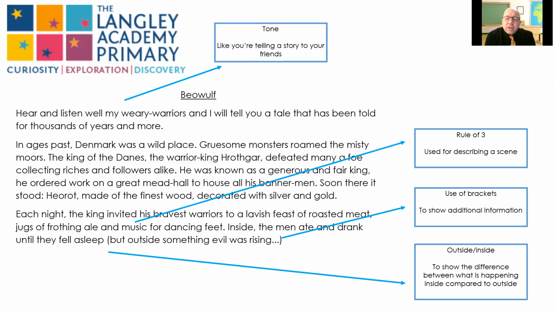And then we've got that jump from outside to inside. Our reader is now aware of what the situation is throughout the entire scene, not just inside the mead hall, not just inside Heorot, but also outside. Okay, so the author has jumped from inside to outside to paint a much more complete picture for our readers.